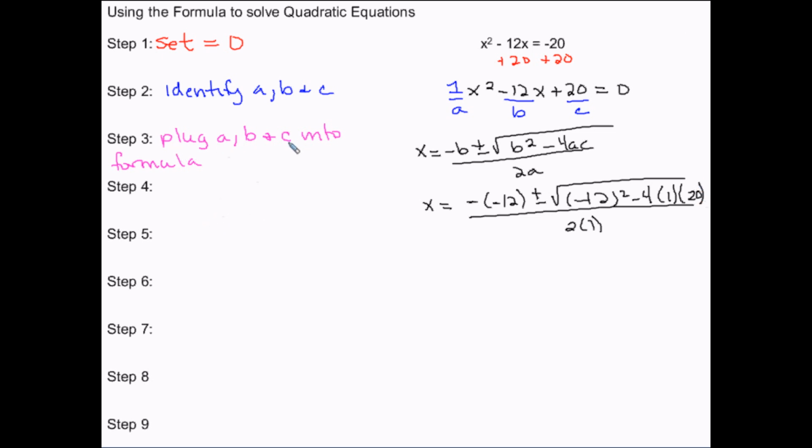The next step after I've plugged a, b, and c into the formula is I'm going to simplify under the radical. So I'm going to square and multiply.